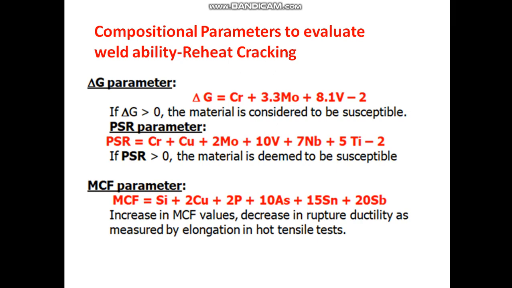Then thirdly, there is the MCF parameter. The MCF parameter considers the effect of silicon, copper, phosphorus, arsenic, tin, and antimony in its formula. You know, arsenic, tin, and antimony are low melting point elements, and phosphorus as well. So an increase in MCF value decreases rupture ductility as measured by elongation in the hot tensile test. So these are the compositional parameters to evaluate the weldability for reheat cracking.